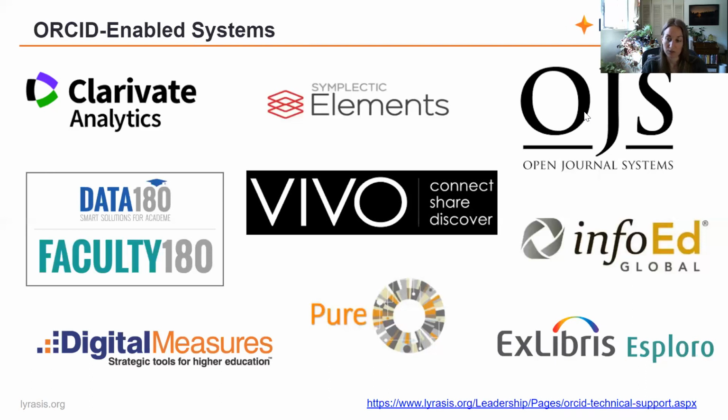InfoEd, Esploro is a new one for repositories. And for open source systems, for example, there's a plugin for OJS that's really easy to turn on. Vivo, for example, has an API connection that can be configured. So basically the ease of integrating with the ORCID API really just depends on what specific systems you're using and the resources that are available to you to do customization.